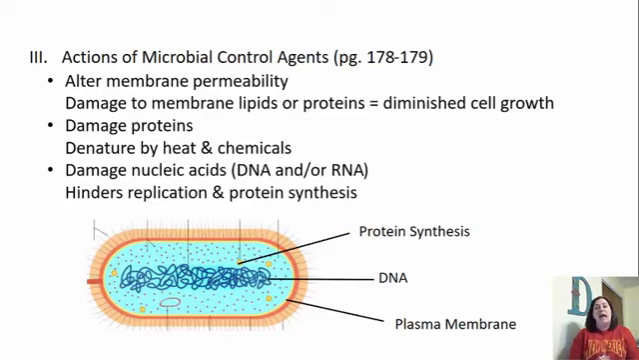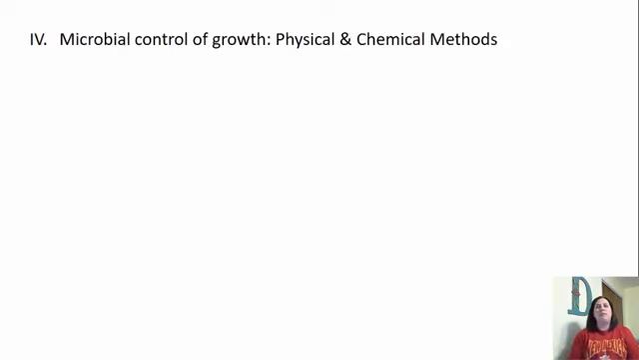Another thing we can do is actually damage the DNA and or RNA that's present in the cell. This is where you're damaging the nucleic acids. This hinders replication so that it can't make more of itself, and it also will slow down protein synthesis. So even though the proteins are working properly, if there's no DNA and RNA, then it's going to slow down that process as well. Some of these microbial control factors for growth are going to deal with the physical side, and some of them may be chemical methods.